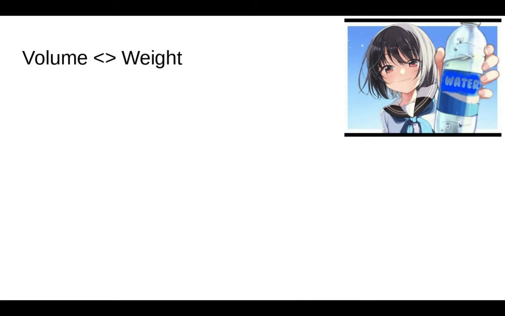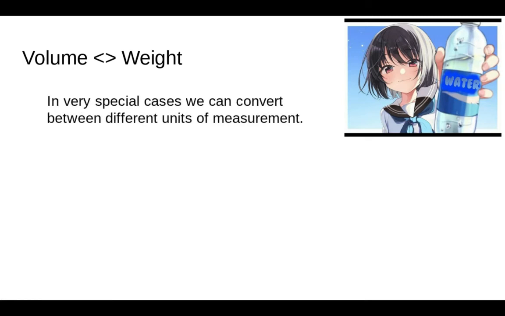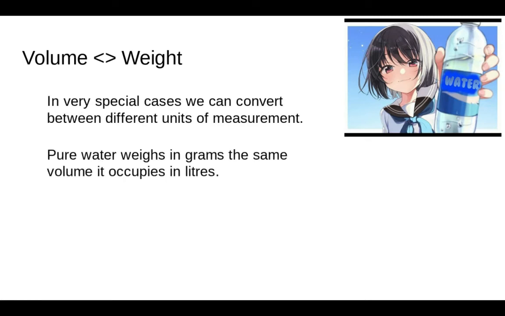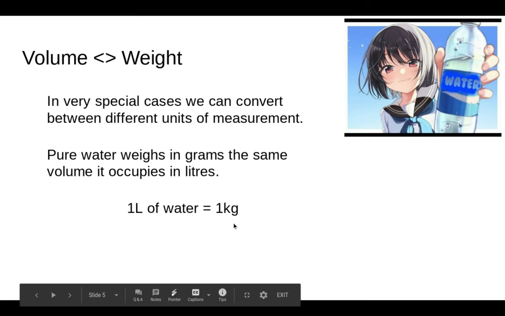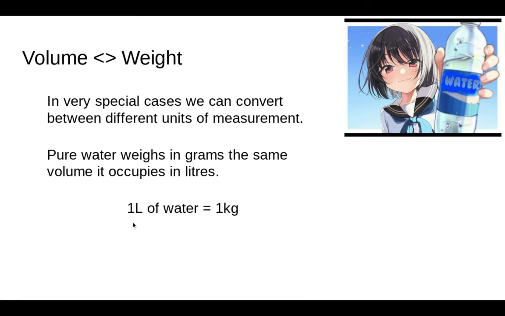Now let's talk about volume and weight. So these are two different units which are measured in liters and grams. However, in some occasions, we can actually convert between them. So pure water weighs in grams the same volume it occupies in milliliters. For example, 1 liter of water is 1 kilogram. 10 liters of water is 10 kilograms. Another one would be 100 milliliters of water is 100 grams.